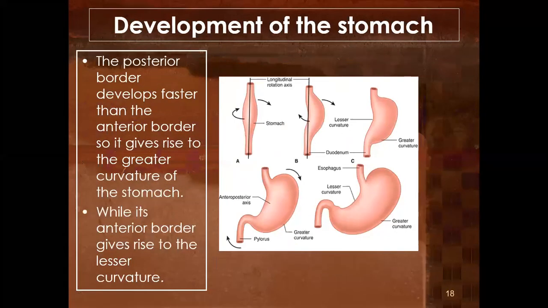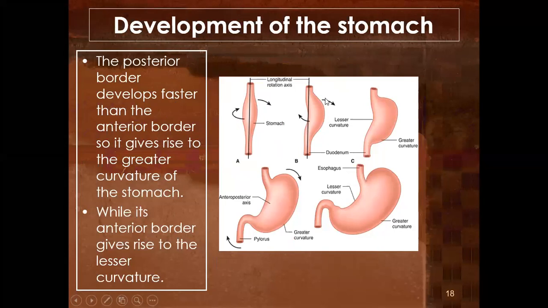Later, what happens? The posterior border develops faster than the anterior border. If you see here, now the posterior border starts developing more. Initially there will be rotation. This is called the rotation of the intestine to 90 degrees. So the anterior border becomes the right border, and the posterior border becomes the left border.